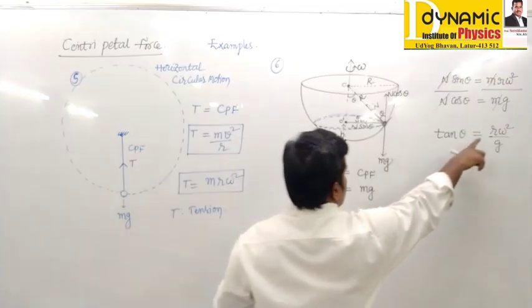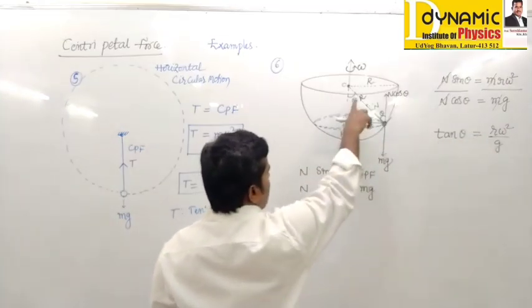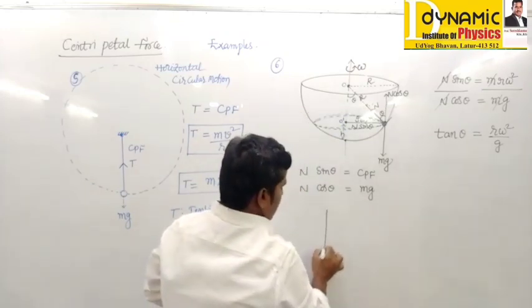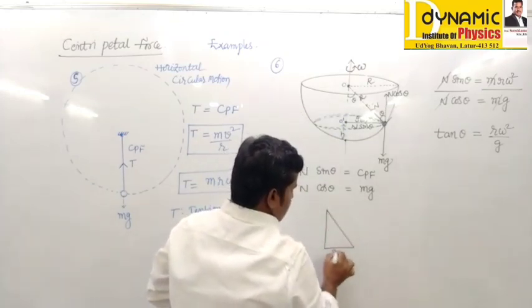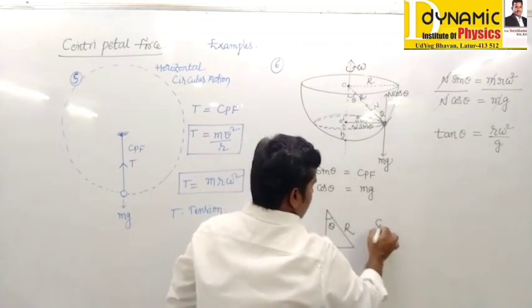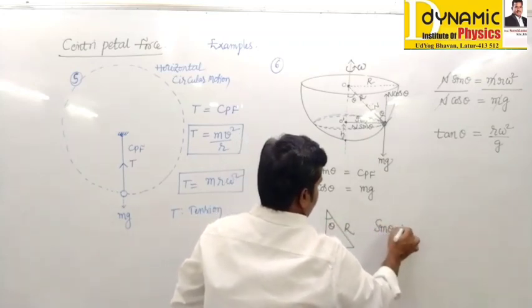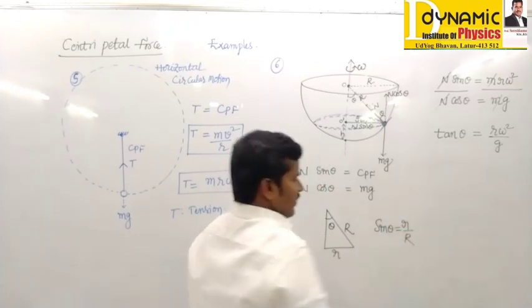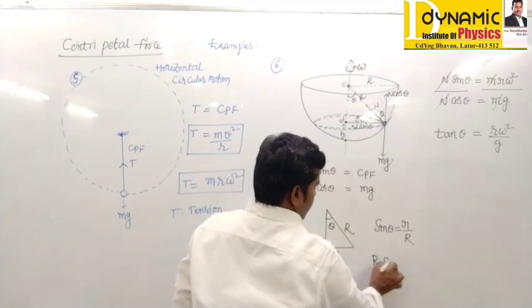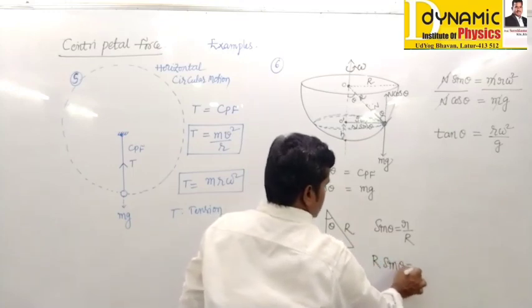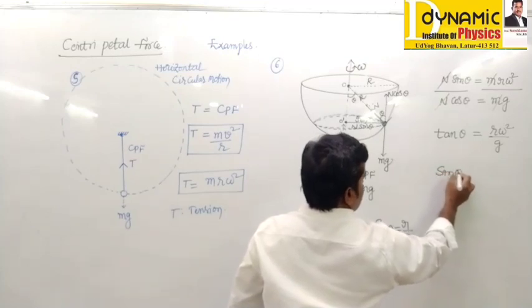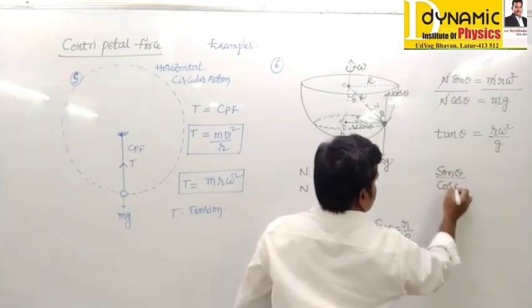So here the relation between small r and capital R we use in this triangle. This is small r and this is capital R. This is theta, where sin theta is written as small r by capital R, so small r equals capital R into sin theta. Putting this value, this is sin theta upon cos theta, tan theta.